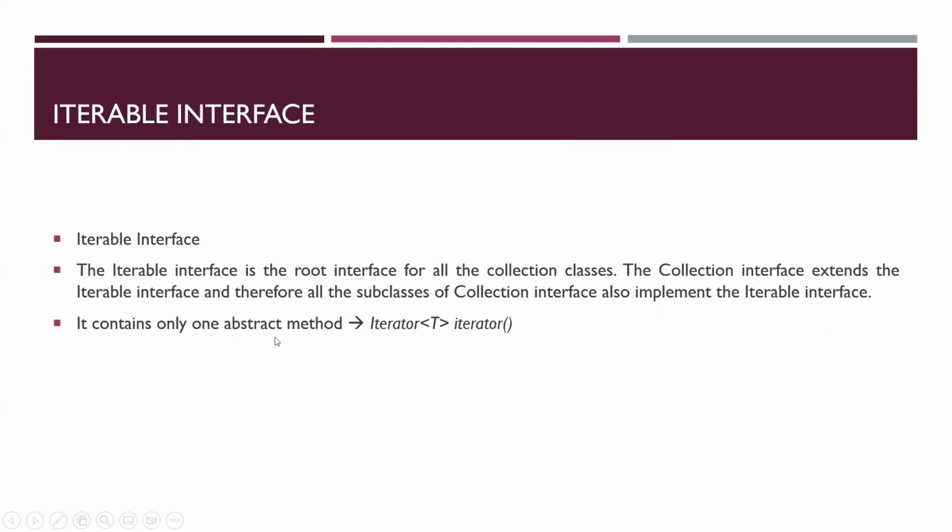It contains one and only one abstract method. We know that an interface is a special class which will hold only abstract methods. What are abstract methods? Methods which do not contain any body. It only gives you the functionality but not the implementation. So the Iterable interface has only one abstract method, that is Iterator<T>, where T is for type. That's it.